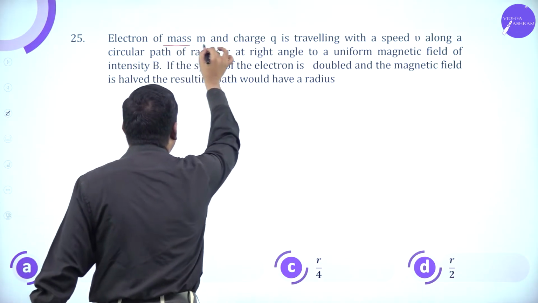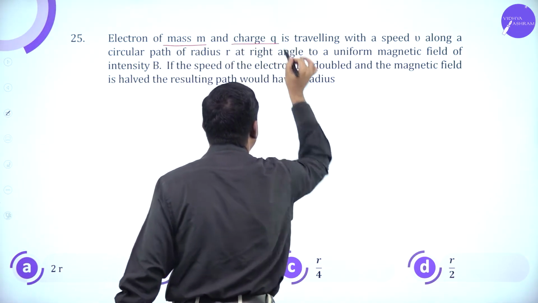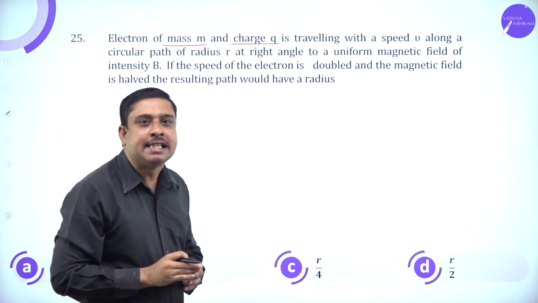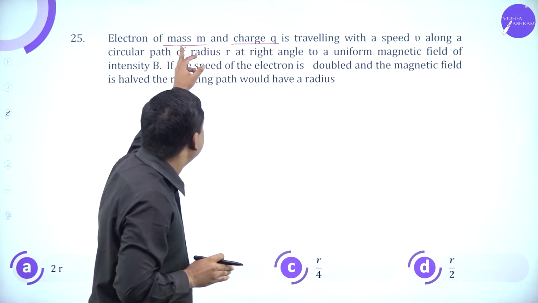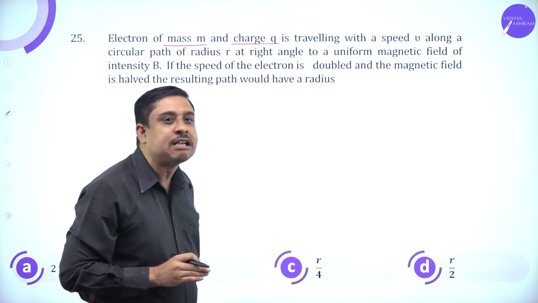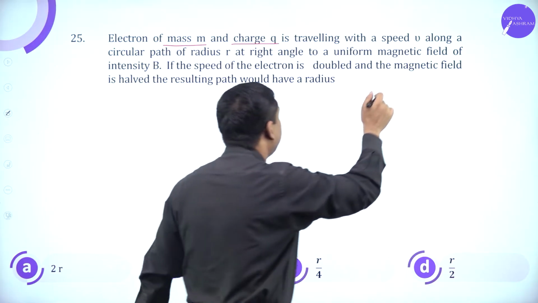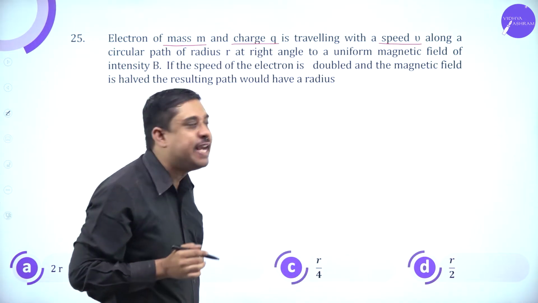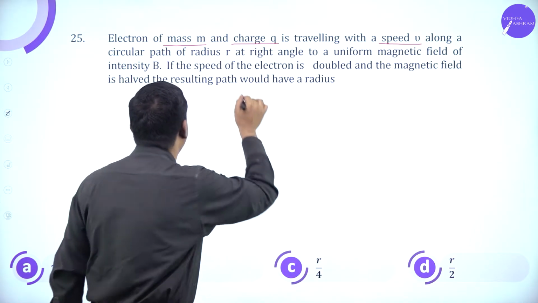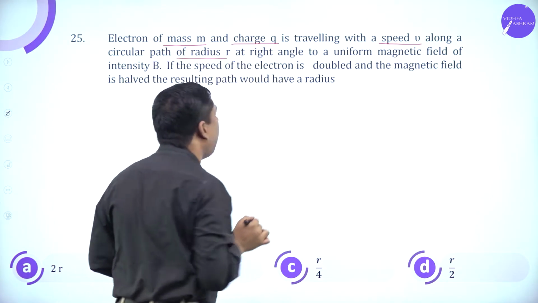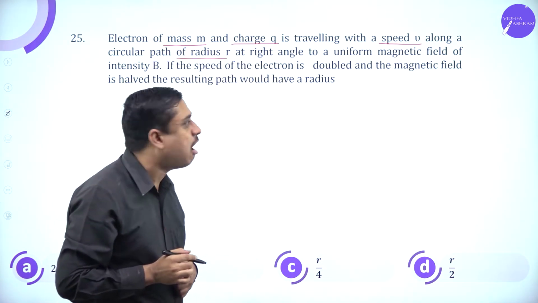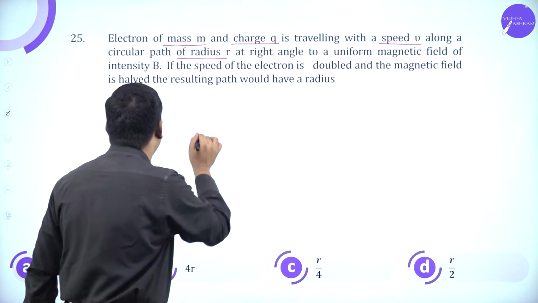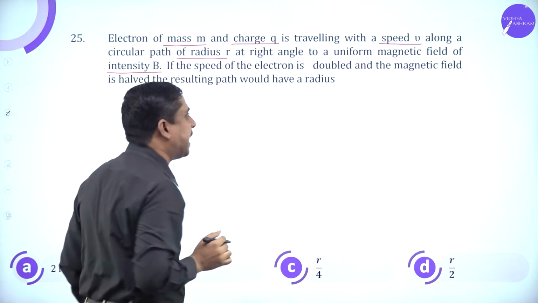An electron of mass m and charge q. So there is an electron whose mass is m and charge is q, traveling with a speed v along a circular path of radius r in a uniform magnetic field of strength b.